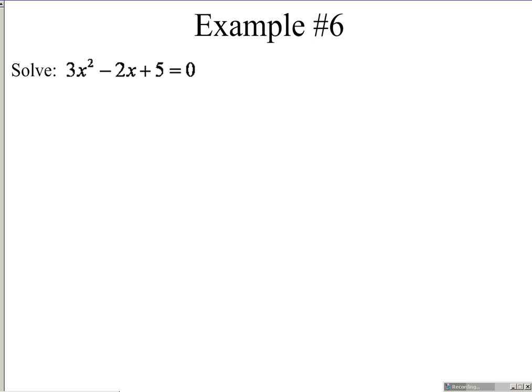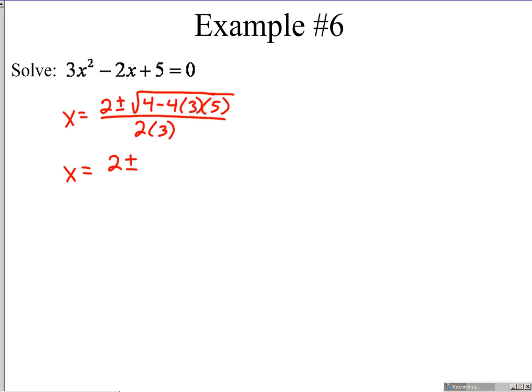Last one, just solving this quadratic equation. If we look at trying to factor this, 3 times 5 is 15. Are there factors of 15 that add up to negative 2? Nope. So we need to go to the quadratic formula. x equals opposite of b plus or minus the square root of b squared minus 4ac all over 2a.